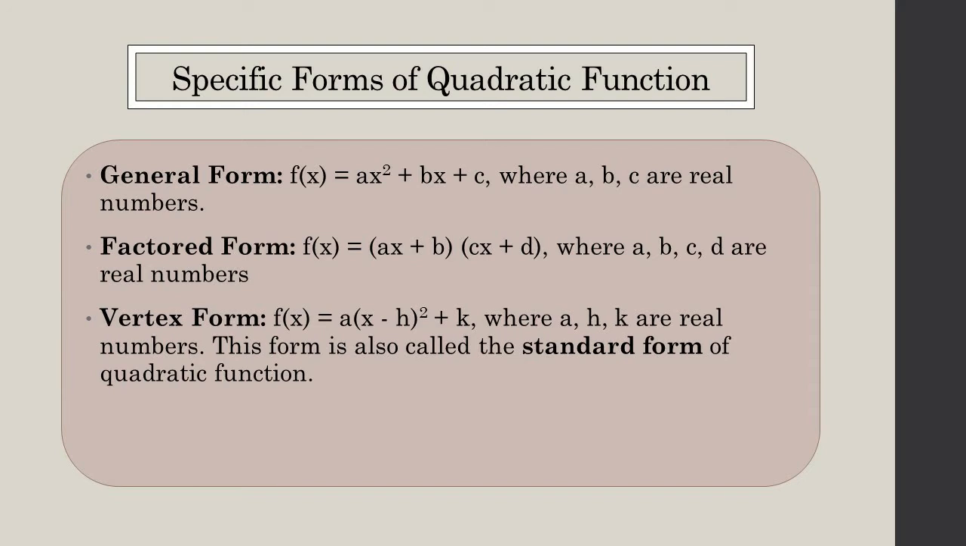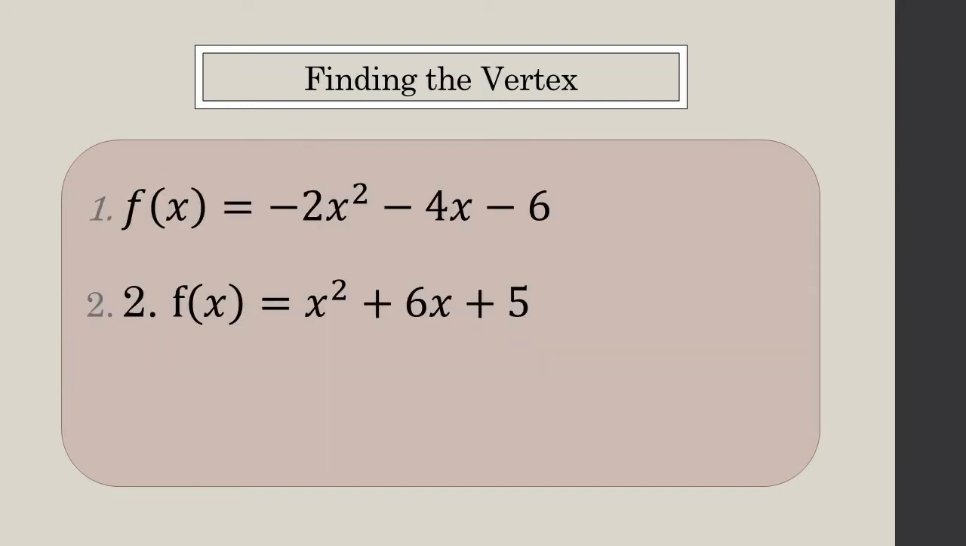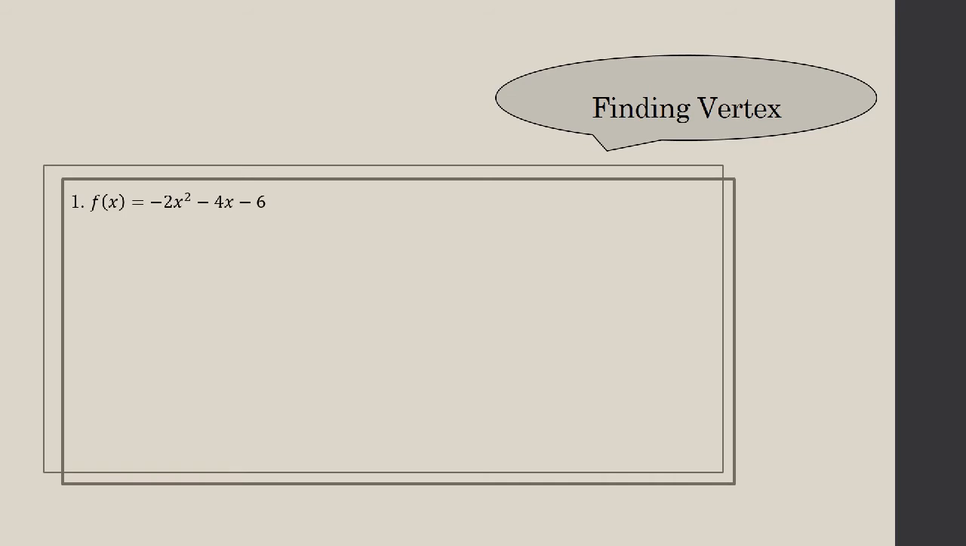Now let's try to find the vertex of the following functions. We have the function negative 2x squared minus 4x minus 6, and we need to find the vertex, the x and y intercepts, the graph of a function and its axis of symmetry, and the domain and range. So for us to determine that, we need to first convert this quadratic function to a vertex form or the standard form by using completing the square. First, we must group all the terms which has x. So we have negative 2x squared minus 4x enclosed in a parenthesis minus 6.